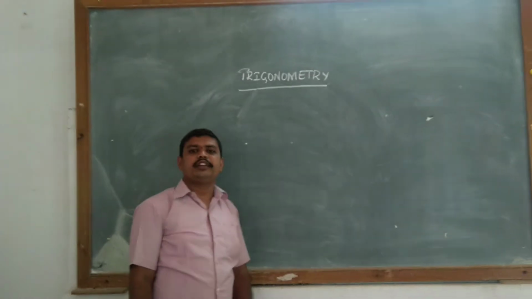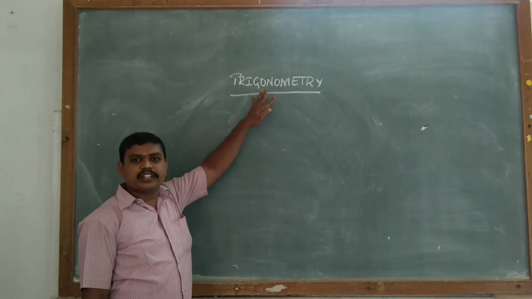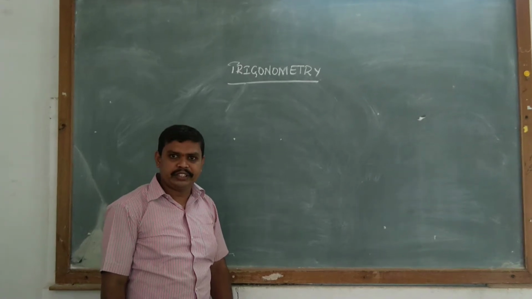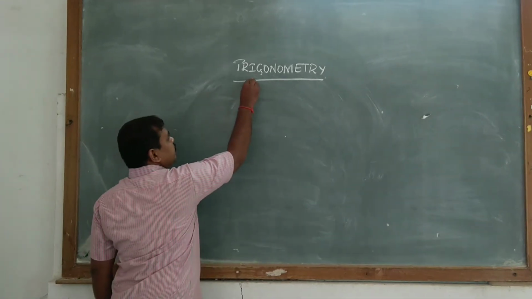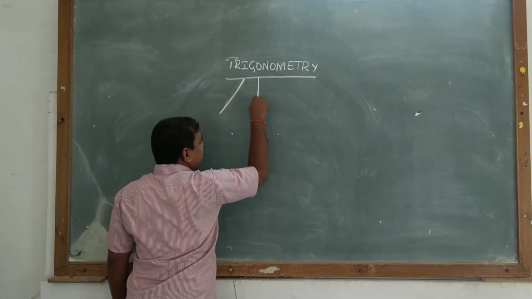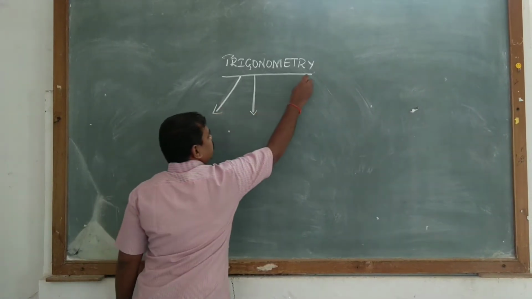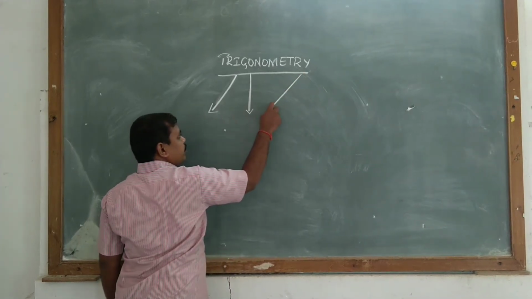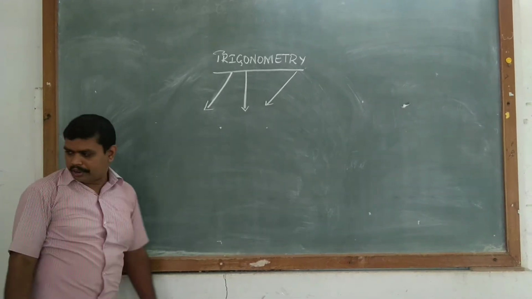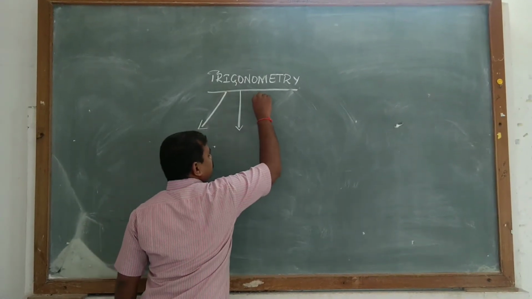Right? So today we are going to learn a chapter called trigonometry. What is this trigonometry? First and foremost, we should know the meaning of trigonometry. So, trigonometry is divided into 3 words here. One is tri, next one is gno, and the next one is metry.